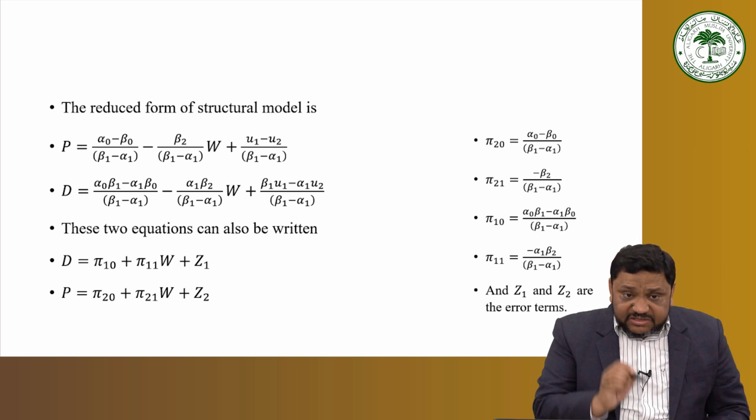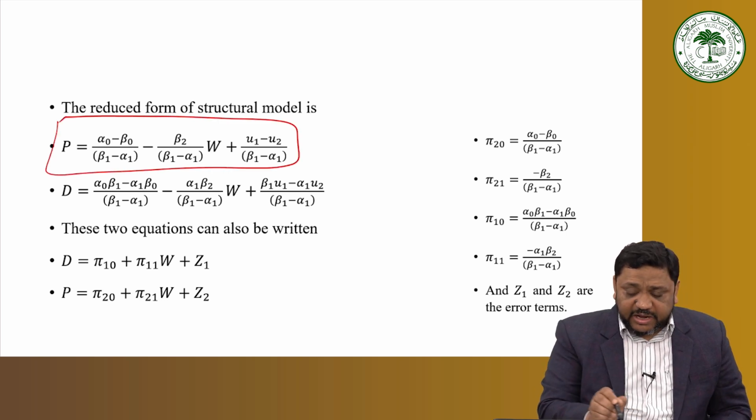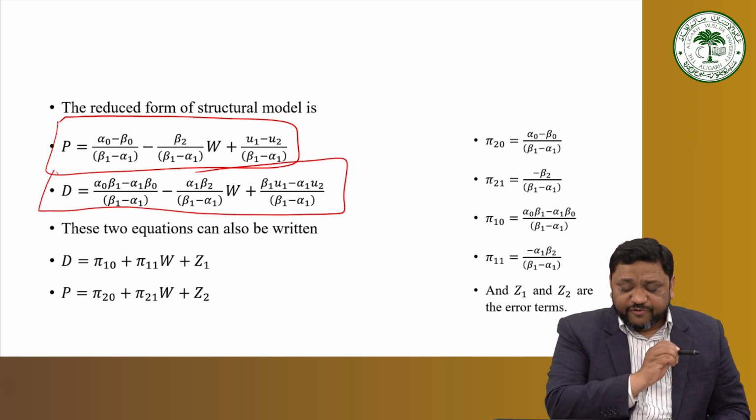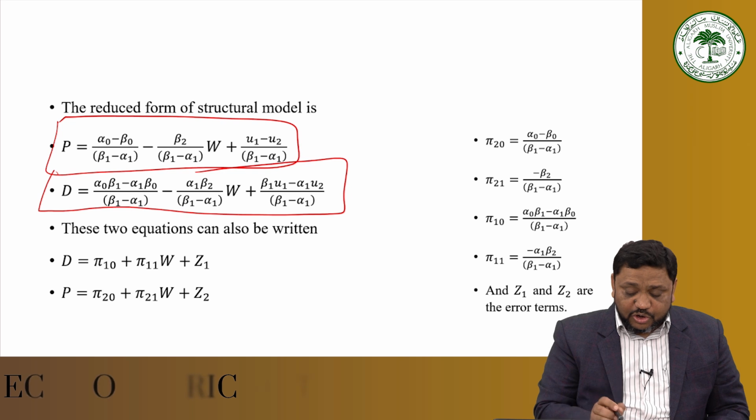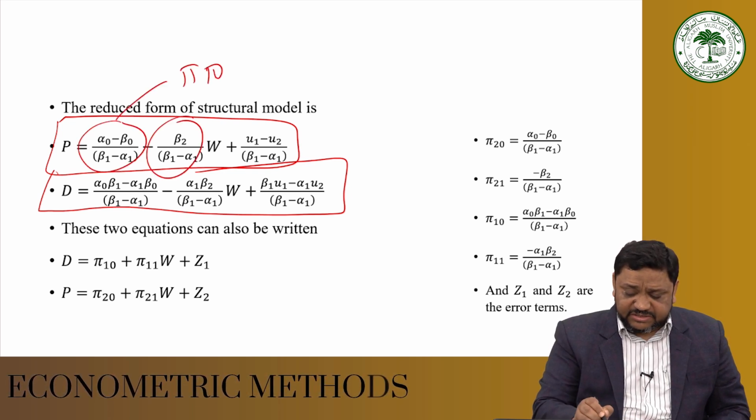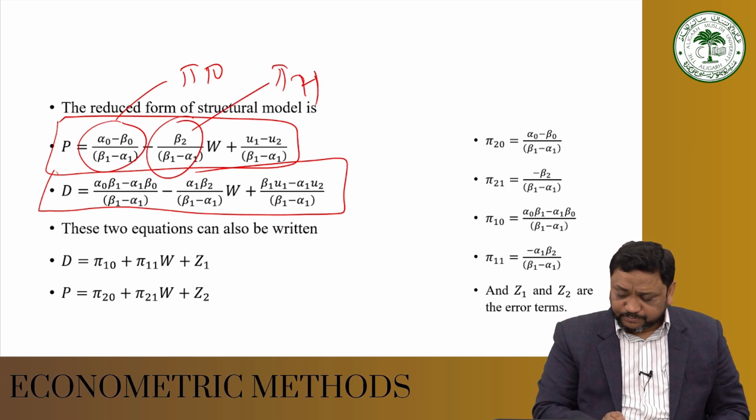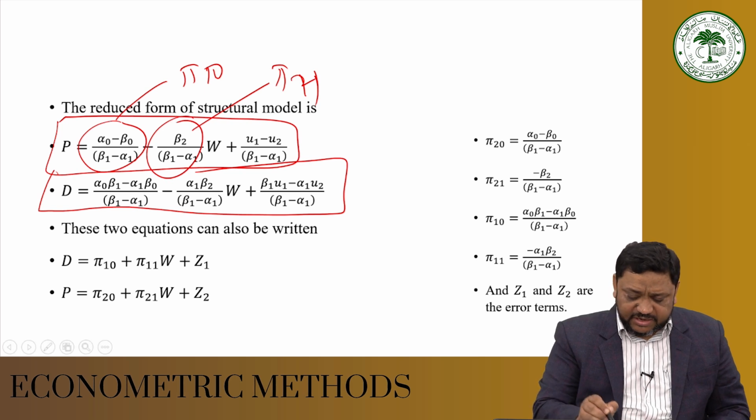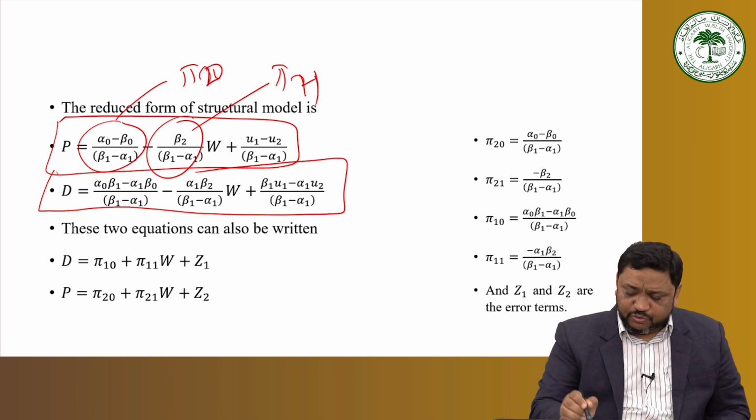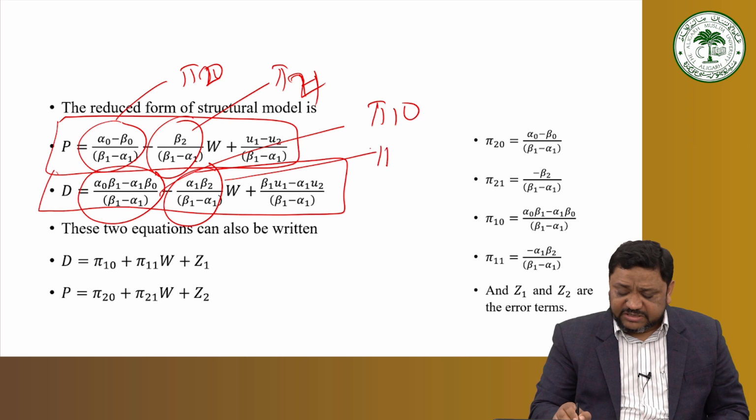So by inserting the P term, we got a reduced form for P and we got a reduced form for D. So now we can take this as pi 20, this as pi 21, and for the demand function, this term is written as pi 10 and this as pi 11.